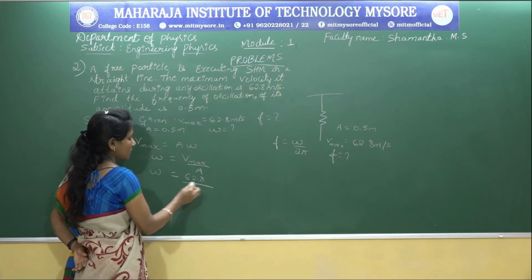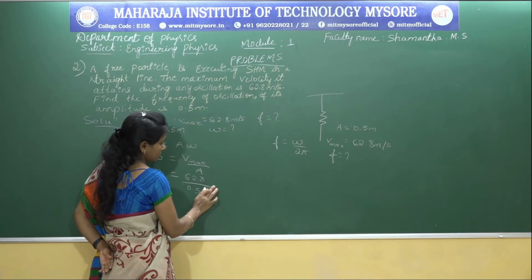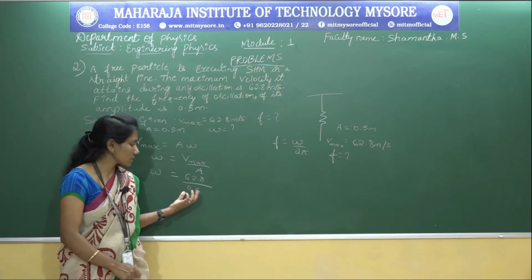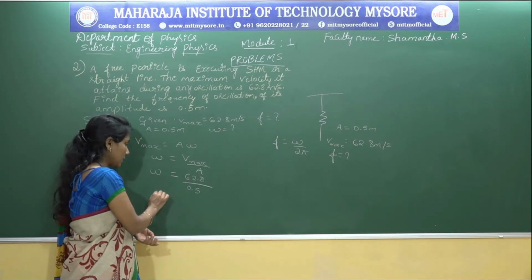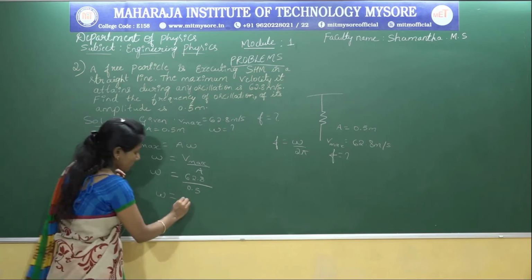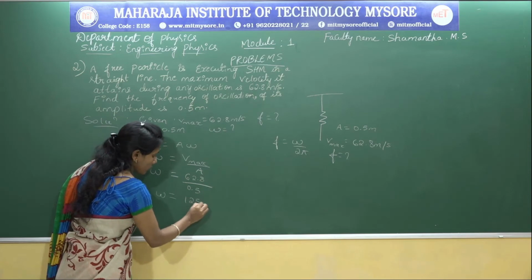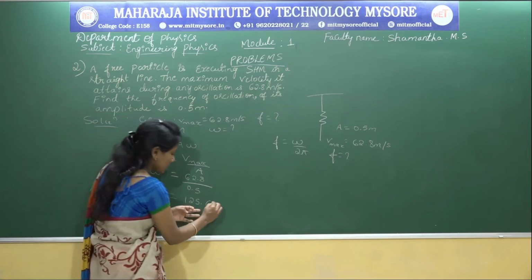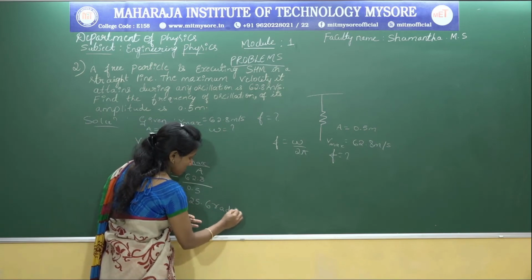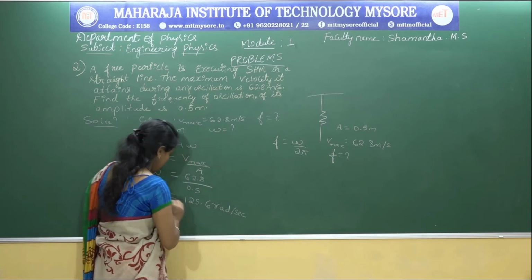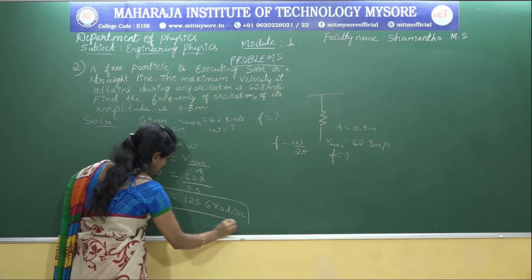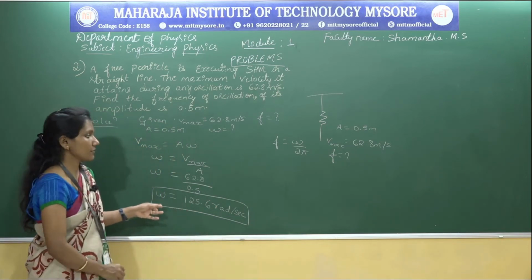Then what will we get? Calculate this value by using the calculator, then we will get omega is equal to 125.6. What is the unit for angular frequency? Radian per second. So this is the angular frequency.